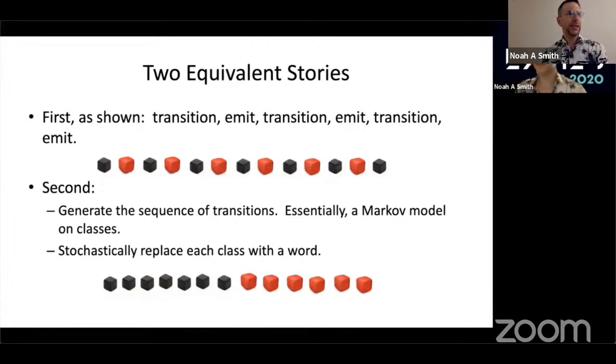The other way to think about it is that first we generate a sequence of transitions and write down all the states, and that's just a Markov model on the classes or the states. And then we stochastically replace each class with a word. And so then we roll a red die for each of the black dice that we generated. Both of these are equivalent and give you the same math and the same algorithms and everything else. So remember it the way that makes the most sense to you or feels the most intuitive.